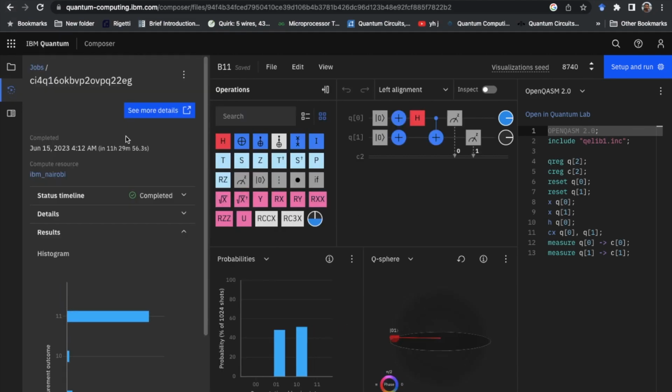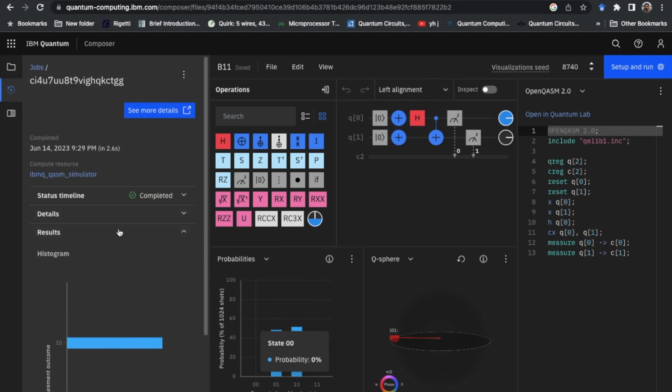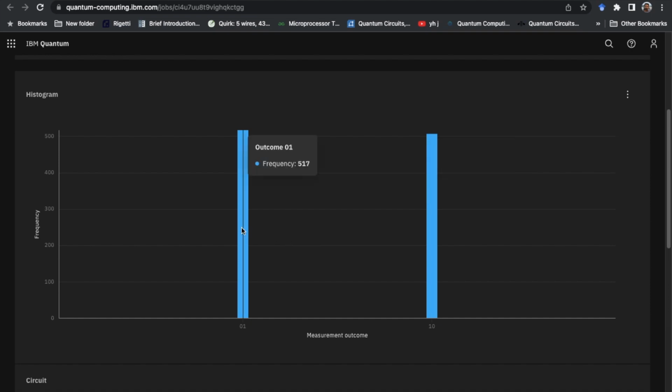And now this is the simulator output. You can see here, see more details. This is the output of beta 11. So here this is the outcome of k01. The probability of getting this state is about 50.5%, and the probability of getting this state is about 49.5%, which is very close to the theoretical value.